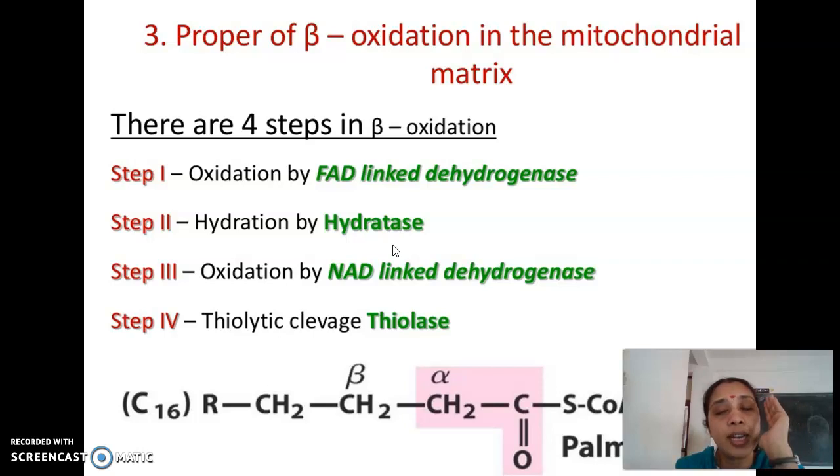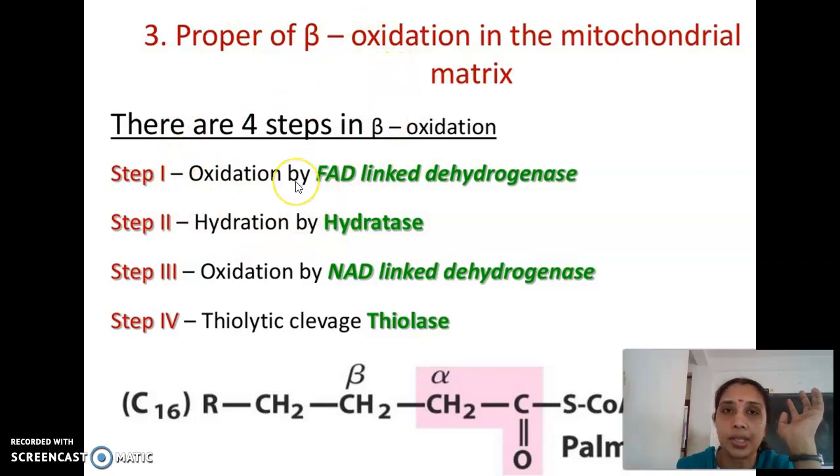the C16 fatty acyl CoA or palmitoyl CoA will reduce from 16 carbon atoms to 14 carbon atoms with the release of a 2 carbon molecule, and the 2 carbon molecule is our acetyl CoA. Now this acetyl CoA enters into the TCA cycle and can release ATP. Clear? So how is beta oxidation happening?